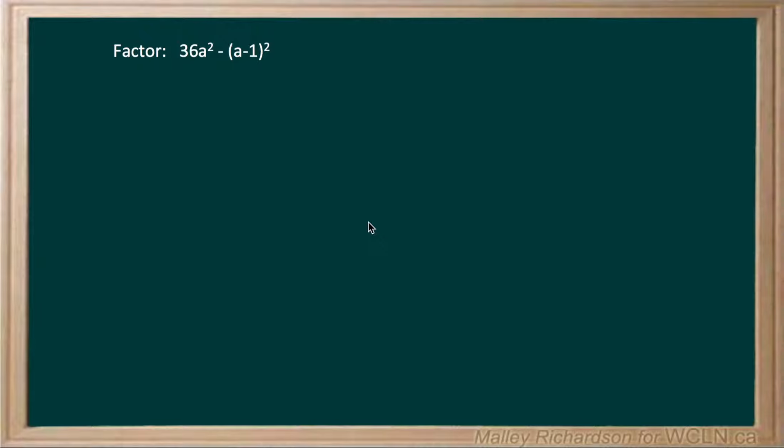Now we want to factor 36a squared minus (a minus 1) squared by using our difference of squares. So again, let's set up our answer with two different sets of brackets. We're going to have our first set and then our second set. Our first term of these brackets is going to be the square root of our first term in our question. Well, the square root of 36a squared is 6a. So we'll write that at the beginning of our brackets.